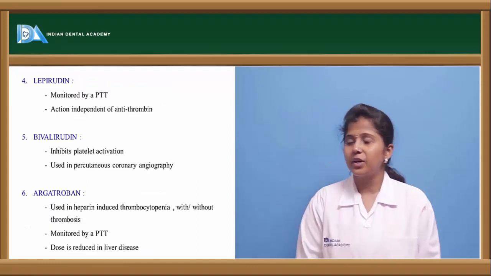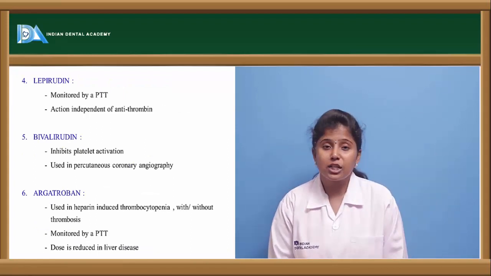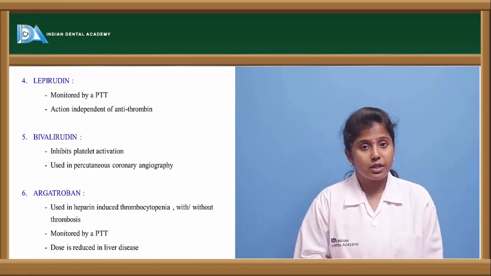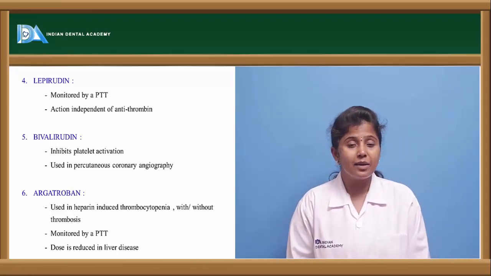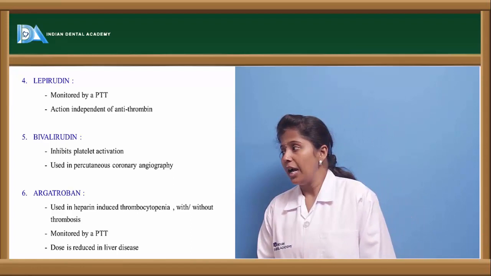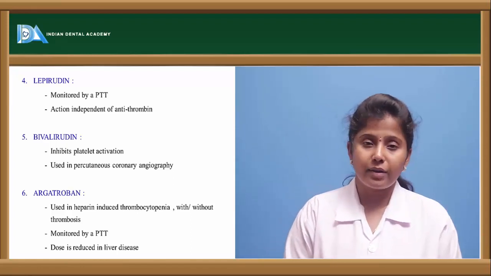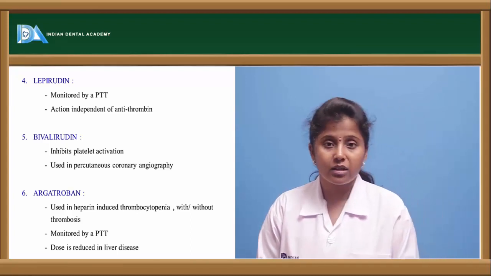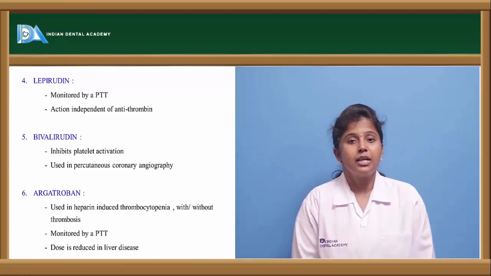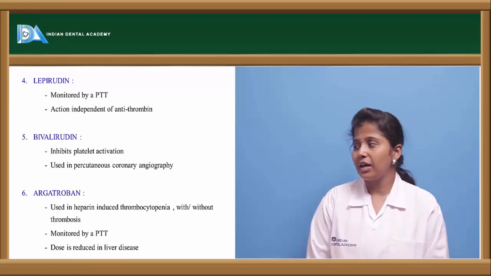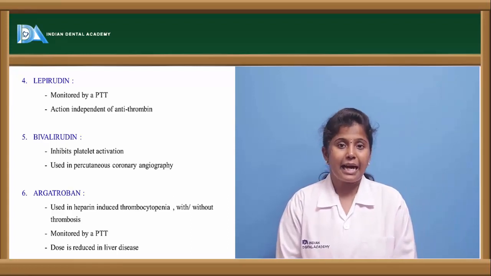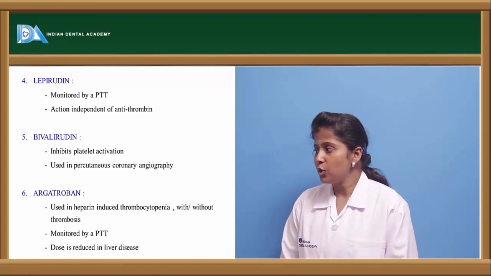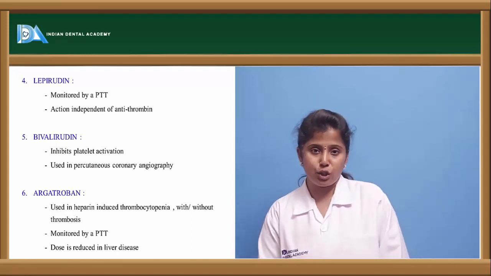The other drug is lepirudin, and lepirudin is a drug which has to be monitored because on long-term usage it may cause hemorrhages. So the bleeding time should be monitored for this drug, and this action is independent of antithrombin, in the sense that it is directly inhibiting the factors. The other drug is bivalirudin. It inhibits the platelet activation, or the platelet aggregation is inhibited by this drug. It is used in percutaneous coronary angioplasty.